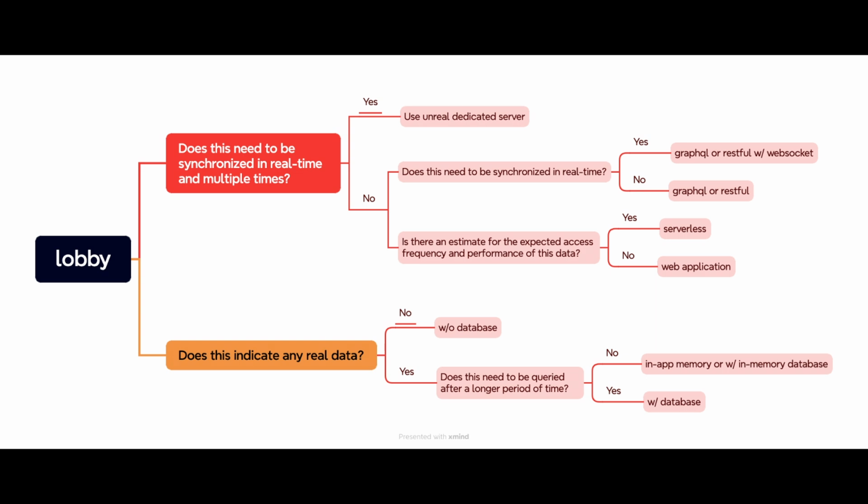A lobby system is used to team up with friends and interact with other players or environment objects, for example, take a pose, draw a doodle, kick cans, or anything else. It syncs many things, for example, environment object transformation, in real time and multiple times. So we can use an Unreal dedicated server. But this data is not persistent data, so we don't need any database.